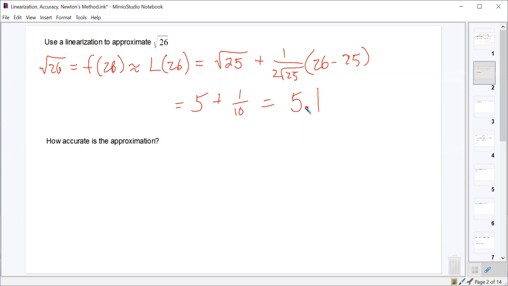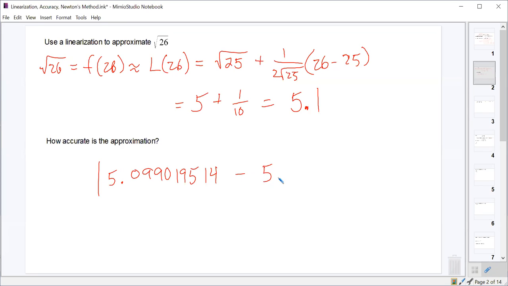And you have a calculator in front of you. If you don't, go get one. We should be able to approximate the square root of 26 on the calculator and see how accurate our approximation actually is. So I'm going to just go ahead and do that without having you do it. It's 5.099019514.